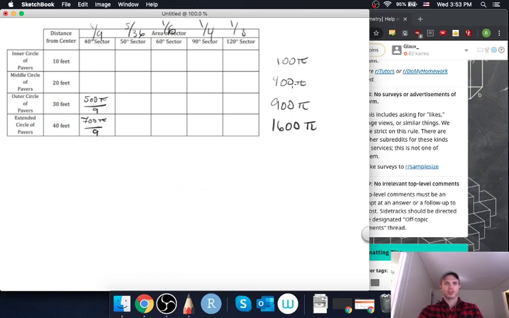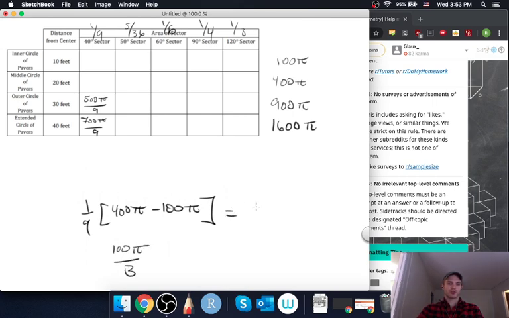And same thing. This time we're going to take 400 minus 100, so 1/9 of 400 pi minus 100 pi. And that's just the band, right? So 400 minus 100 is 300 divided by 9, and we'll get 100 pi over 3. Let me do a step in between so everyone can see it. 400 minus 100 is 300. Got a factor of 3 here, a factor of 3 here, and so we get 100 pi over 3.